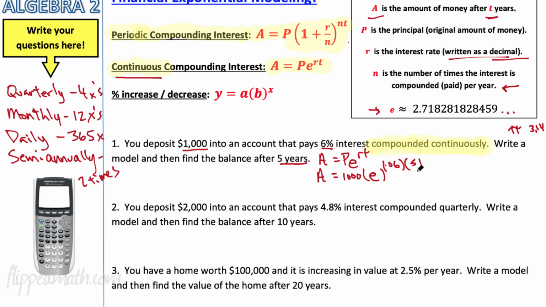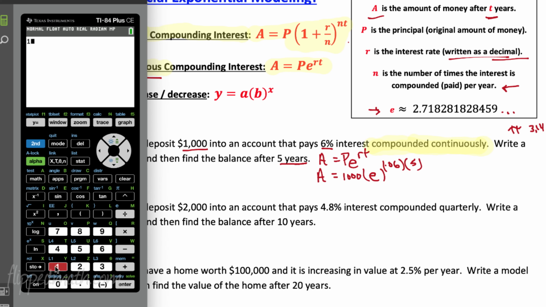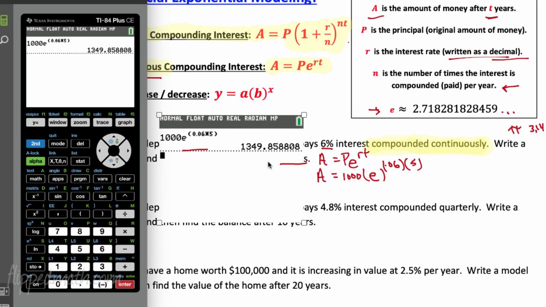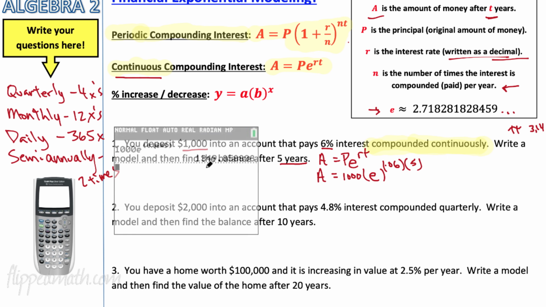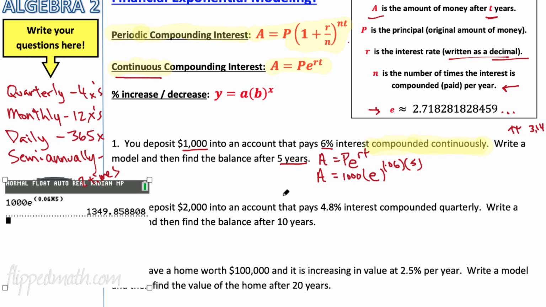So we can put this all in the calculator. You don't believe me? Here it is, 1,000. And then look, above the 4, this is called the natural log. E is technically called the natural base. That's what we're dealing with right here. But for the natural base e, we have to use the second button. And look, the little tiny e pops up. So then e to the 0.06 times 5. We hit the enter button and we're going to get $1,349.85. So I'm just going to leave that right here while I copy that down.